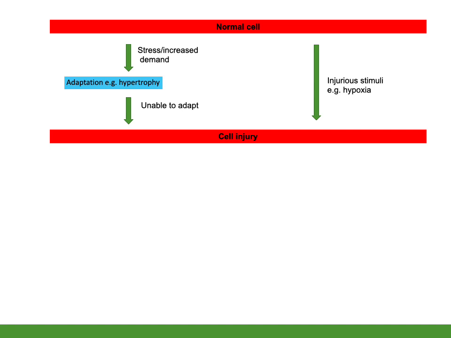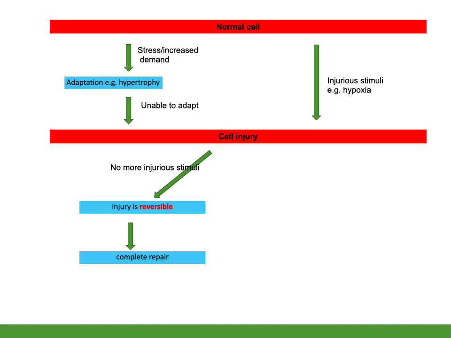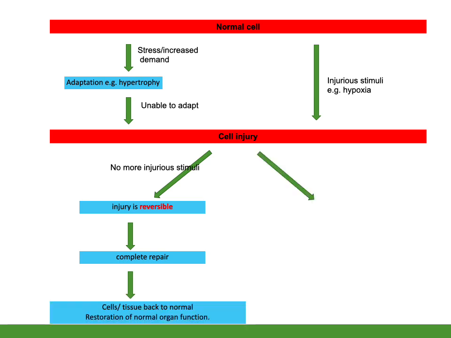Now, in some cases, the degree of the stimulation can be such that the cell does not have enough time to adapt, in which case the cell cannot adapt and the cell becomes injured. Now, if the injury is not that great, or if the injury takes place over a long period of time, then injury is said to be reversible, and this gives time for the cell to repair itself. And as a result, the cell goes back to normal.